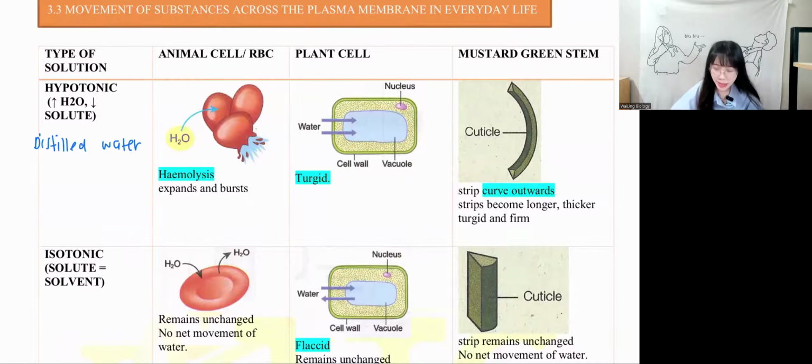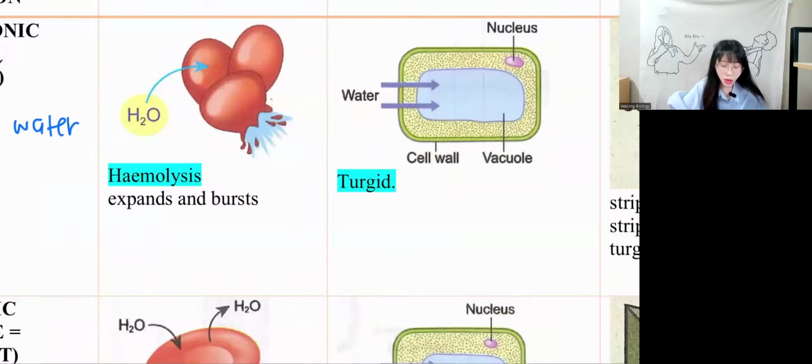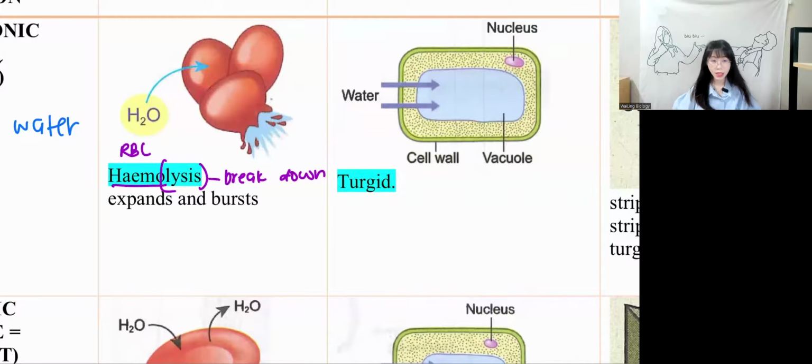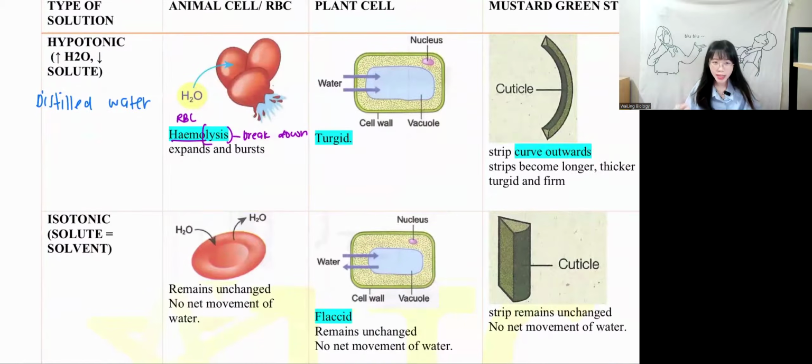The bursting of red blood cell is known as hemolysis. What does the word hemo mean? Hemo means red blood cell. Lysis means breakdown. So whenever you see the word lysis, it means breakdown. Because water keeps on diffusing into it, the red blood cell will burst. It's called hemolysis. Expand and burst.